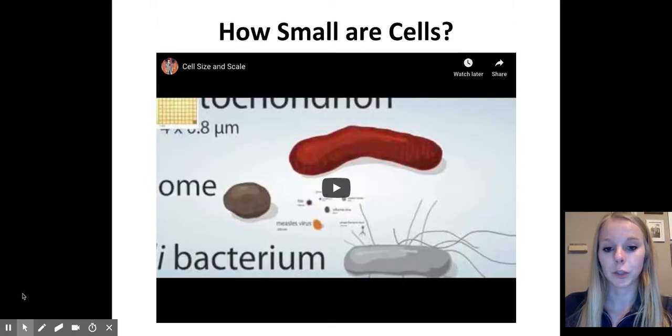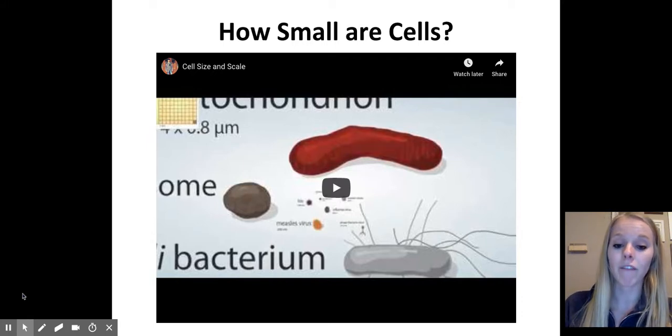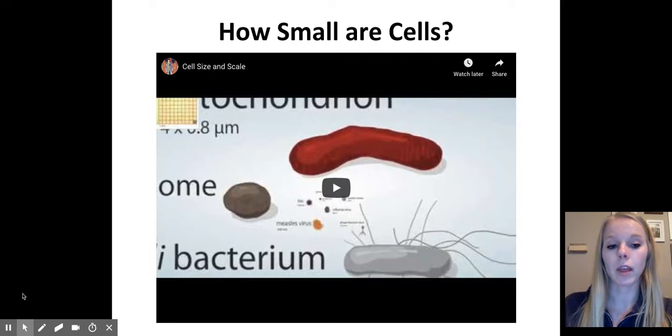Sometimes it's hard to visualize how small a cell is. It's reported that 37 million bacterial cells can fit on the head of a pin. However, not all cells are this small. Ostrich eggs are the largest cells found in nature. They can be about 6 inches long and weigh about 5 pounds. In this video, you see a great way of how we can visualize how small cells actually are.